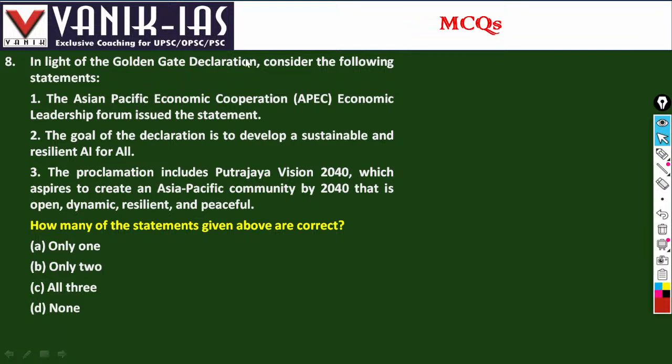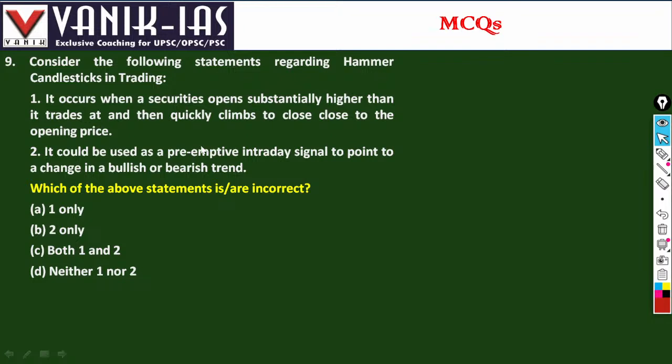In light of the Golden Gate Declaration, consider the following statement. The Asia Pacific Economic Cooperation APEC Economic Leadership Forum issued a statement, that is right. The goal of the declaration is to develop sustainable and resilient AI for all. The proclamation includes the Putrajaya Vision 2040 and aspires to create an Asia Pacific Community by 2040 that is open, dynamic, resilient. So only one and two are correct, three is incorrect.